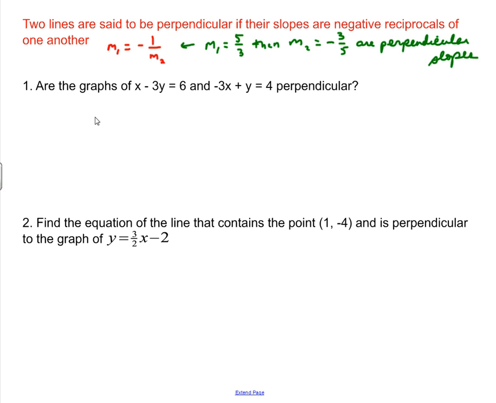So let's talk about this. Here's an example. It says x minus 3y equals 6, negative 3x plus y equals 4. And it asks, are the graphs of these two lines perpendicular? Well, the way for us to answer this question is actually to solve for y. If you're given an equation like this, solve for y, find the slope in the form y equals mx plus b. So solve for y, isolate y to one side of the equation, and find your slope from the equation.